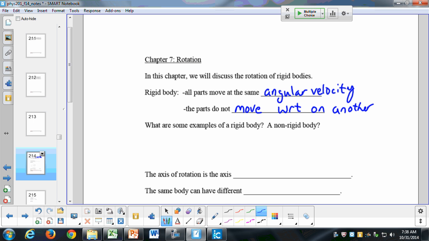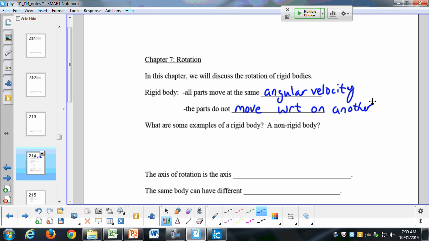WRT is with respect to. So a couple of things there. This is a rotating body. It's a rigid body. Rigid means it's not squishy, right? A non-rigid body would include things like fluids, things that move like jello or whatever. But on a rigid body, if I rotate it, every point on it moves at the same angular speed.